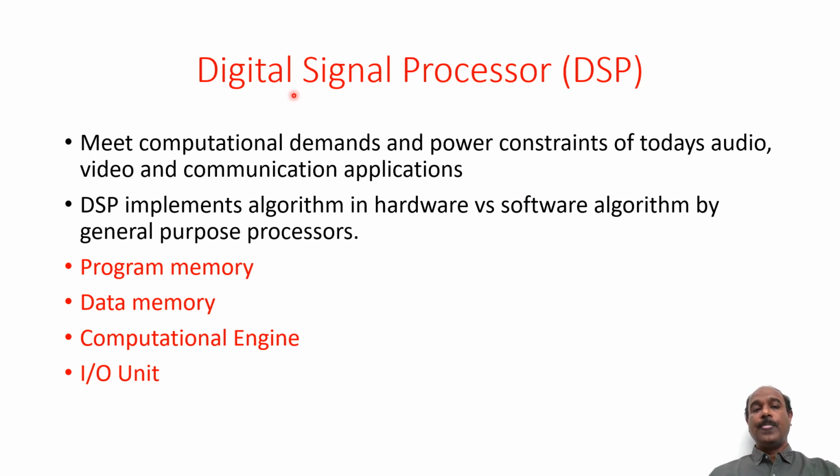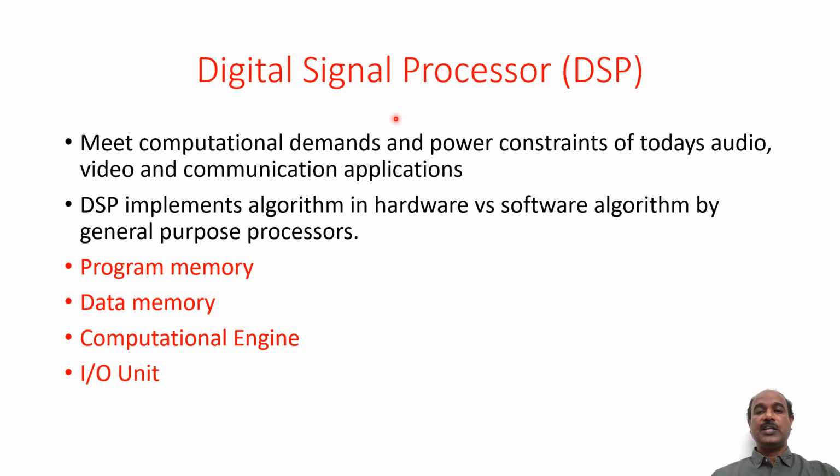Okay, so why are these DSPs faster compared to your general purpose processors? Because in DSP the logic or the algorithm is implemented in hardware, whereas in your general purpose processors the algorithm is implemented in software. Since the algorithm is implemented in hardware in case of DSP processors, the speed of execution of the program, the processing, will be much faster.